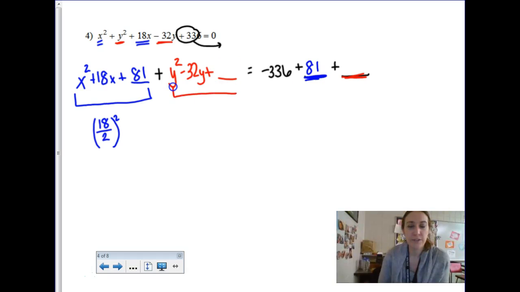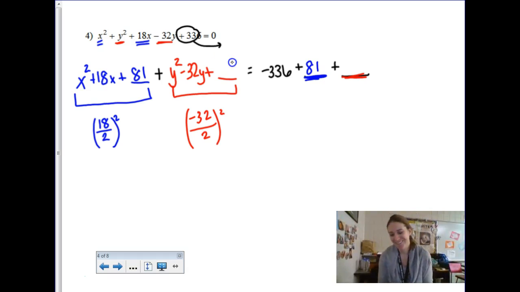And then this red quadratic, if I complete the square, let's see, -32 cut in half is -16. Squared is 250. No. 256? I feel like it's 256. I should really check this on a calculator, but let's live dangerously today.